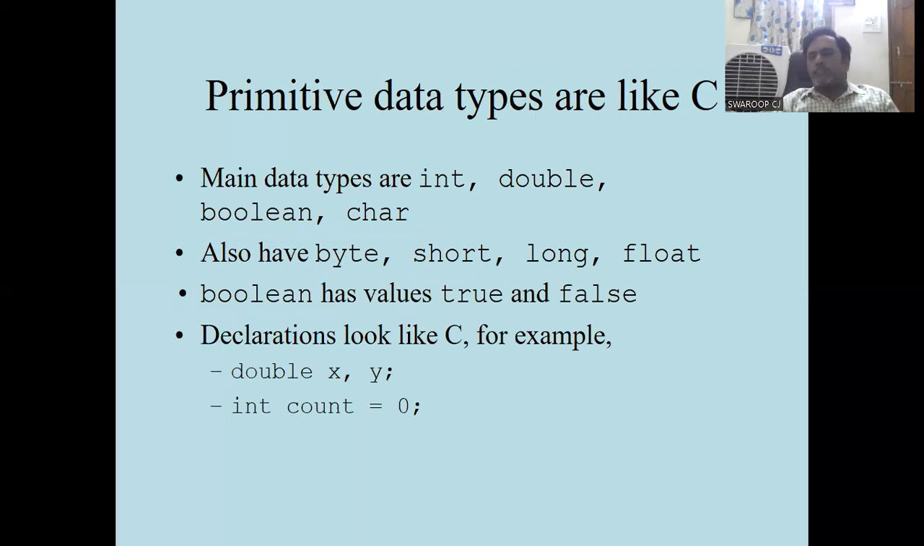So next one, primitive data types. What are the primitive data types here? They are similar to C or C++, like int, double, boolean, char, short, long. These are everything we can call primitive data types.